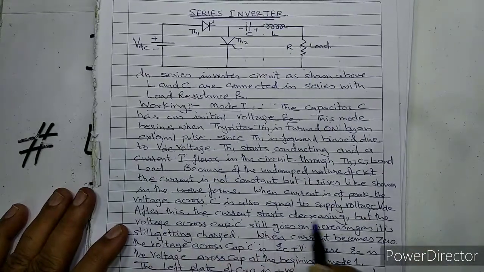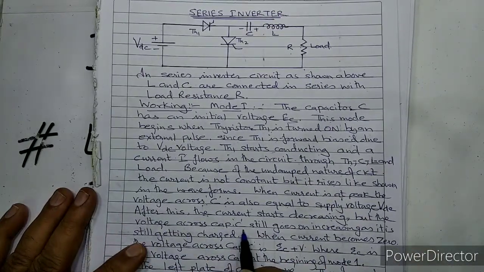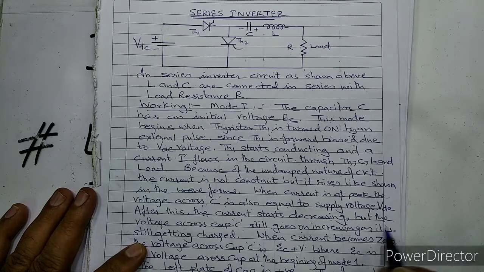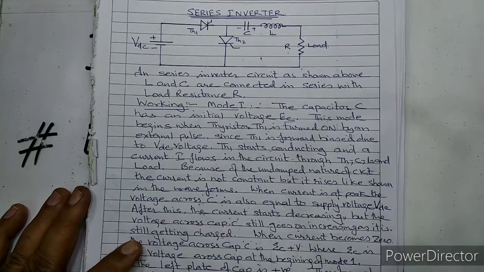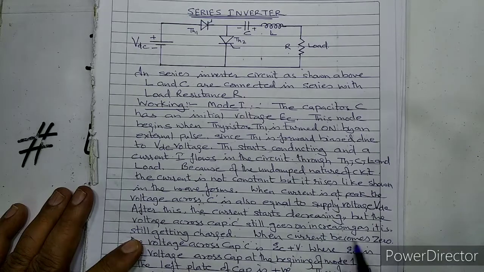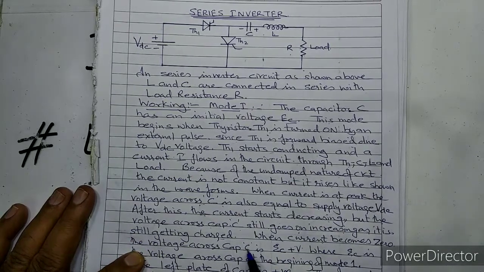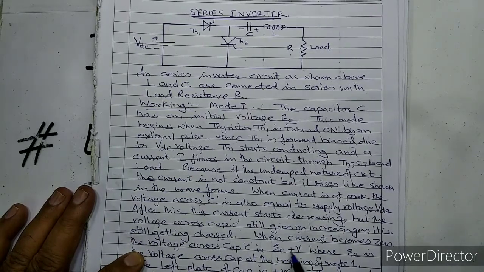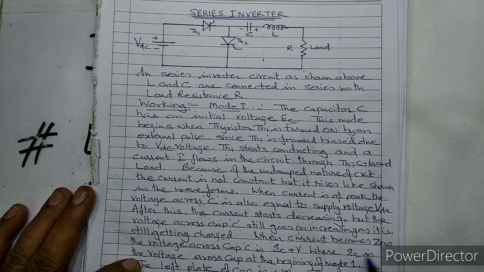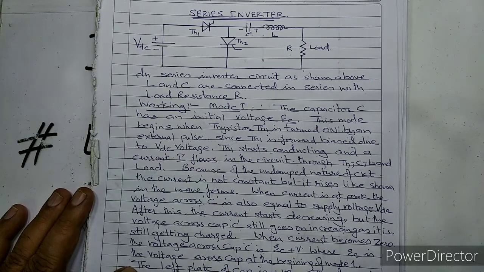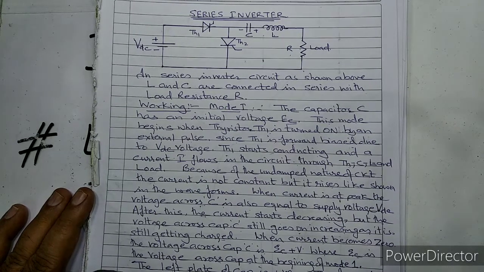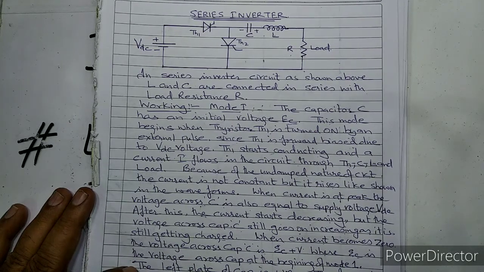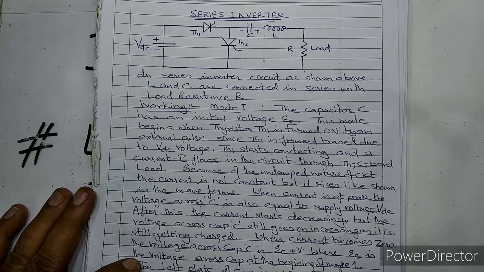After this, the current starts decreasing, but the voltage across the capacitor still goes on increasing as it is still getting charged. When the current becomes zero, the voltage across capacitor C is EC plus V, where EC is the voltage across the capacitor at the beginning of mode 1. Now, the left plate of the capacitor is positive, therefore at the point where current becomes zero, the thyristor TH1 is turned off because its current falls below the holding value.